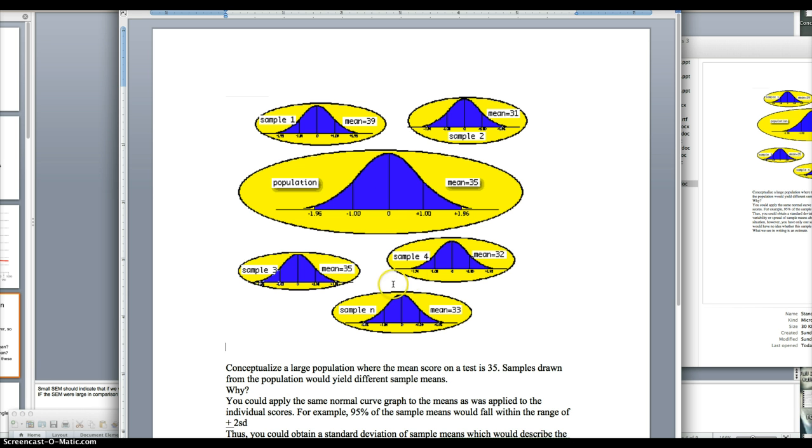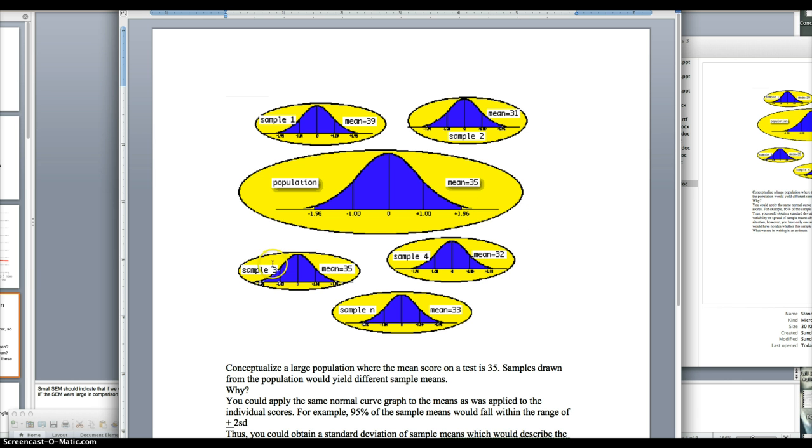If we took another sample, sample number 2, the odds are that we're not going to get the same mean in sample number 2 that we did in sample number 1, and it's probable that this mean for sample 2 does not match what we know to be true for the population. We're missing it. One of the things I want you to notice is when we did this first sample, we missed it by 4 points. When we did the second sample, we missed it by 4 points.